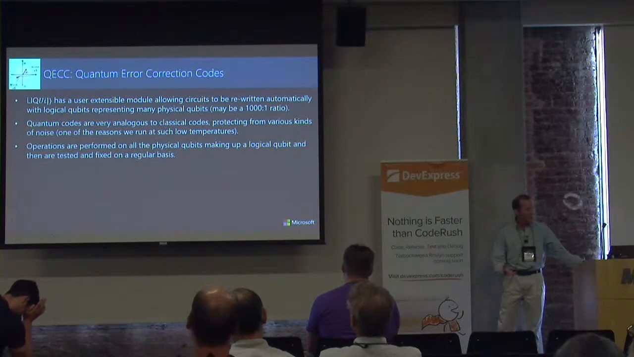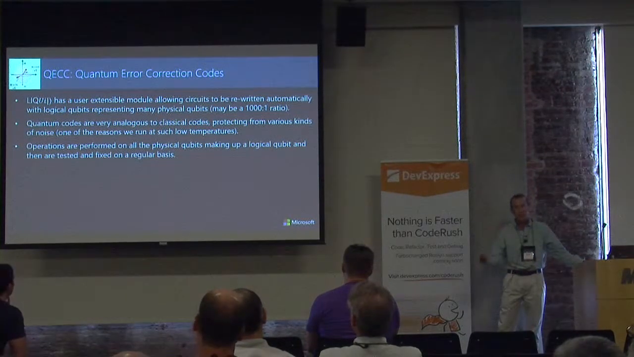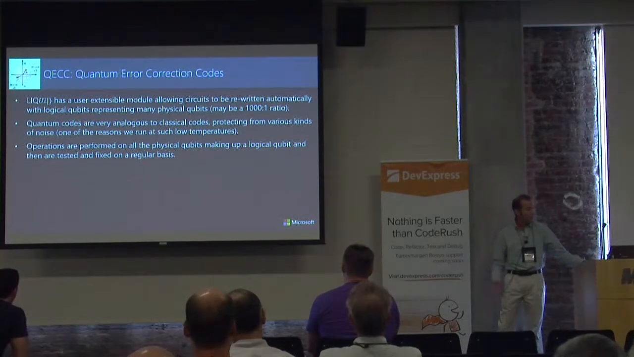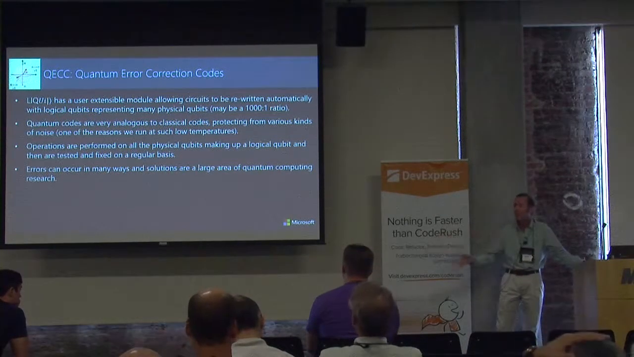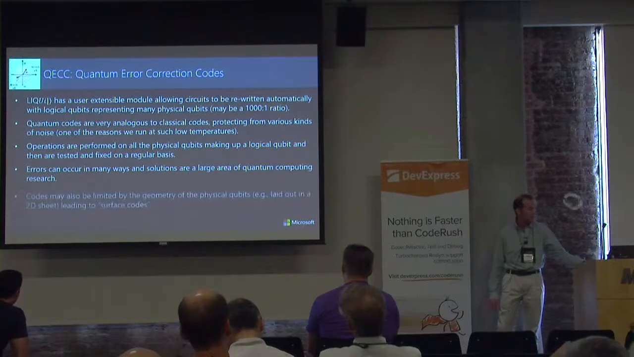And so you do the operations on all the physical qubits and then fix them up to make the logical qubit correct. And this is a large area of research. There's lots and lots of people working on all sorts of noise models and code models. How do we actually make this practical?